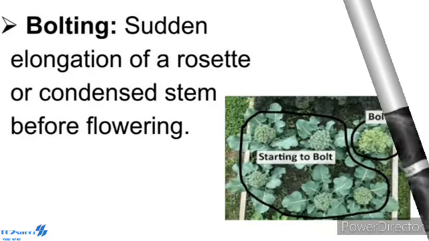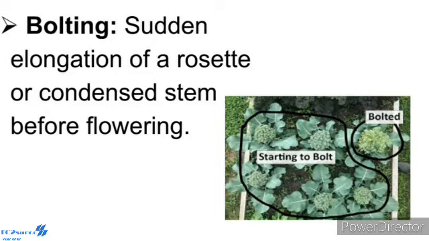Next one, bolting. Sudden elongation of a rosette or condensed stem before flowering. Gibberellin induces stem elongation in rosette plants. Example, cabbage, etc. Such plants show retarded internodal growth and profuse leaf development. In these plants, just prior to the reproductive phase, the internodes elongate enormously, causing a marked increase in stem height. This is called bolting. Rosette plants require either long days or cold nights for bolting and initiation of flowering.